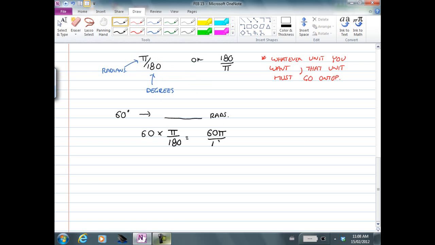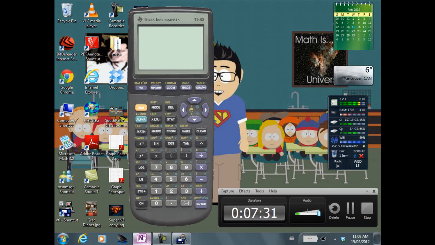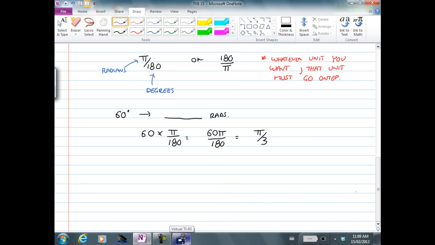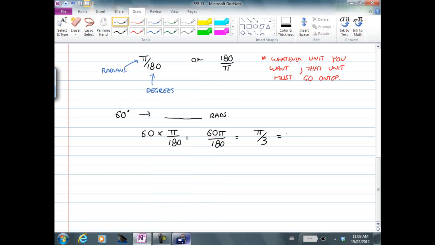You get 60 pi over 180, which simplifies to pi by 3. You can leave your answer in fraction form, which is better, which is what the book does. Or, if you want, grab your calculator right now and convert it to decimals. So you go pi divided by 3, 1.05, for example. So really, I can have two ways. The book, or standard form, the best form is to leave it as a fraction.